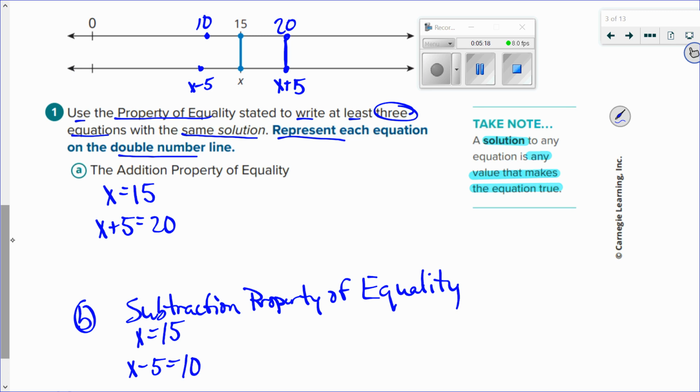You need to come up with 2 more for each of them. 2 more on addition, 2 more on subtraction. We'll give you guys like 3 minutes. Okay, so here's one of the hard parts on this. There are literally an infinite number of possibilities.